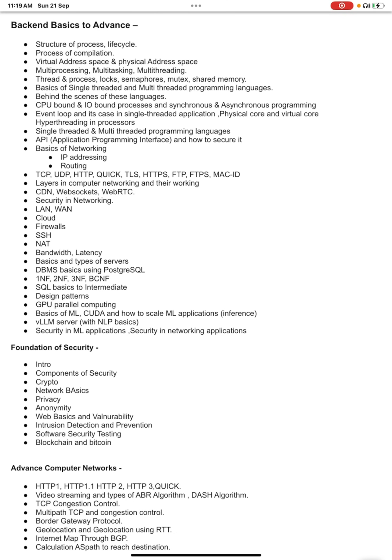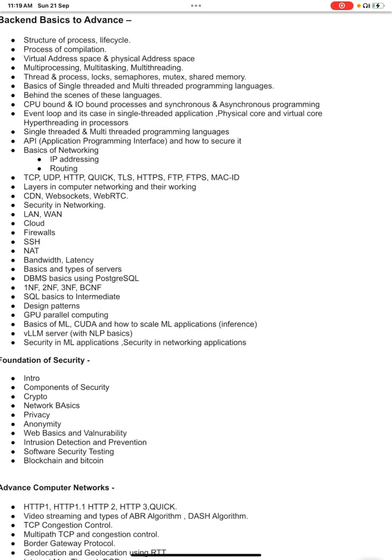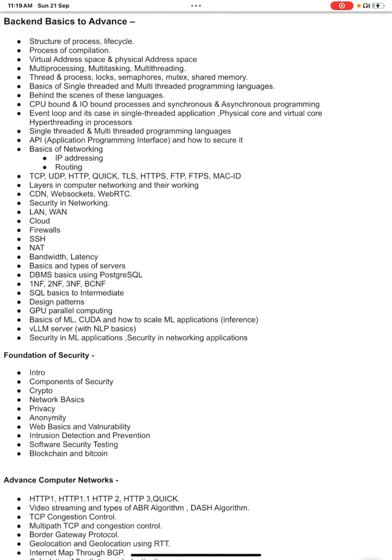Then we'll study about thread and process, locks, semaphores. So thread and process are the two ways using which you can schedule a task and run it. And lock, semaphore, and mutex are essentially used when two processes try to communicate or try to work on a similar or same memory space in order to avoid race condition. Then we have basics of single-threaded and multi-threaded programming language.